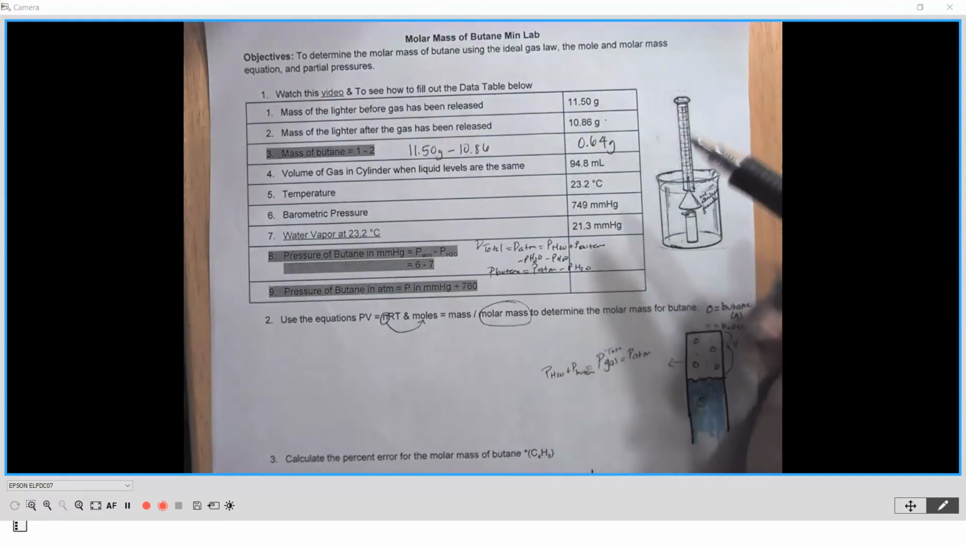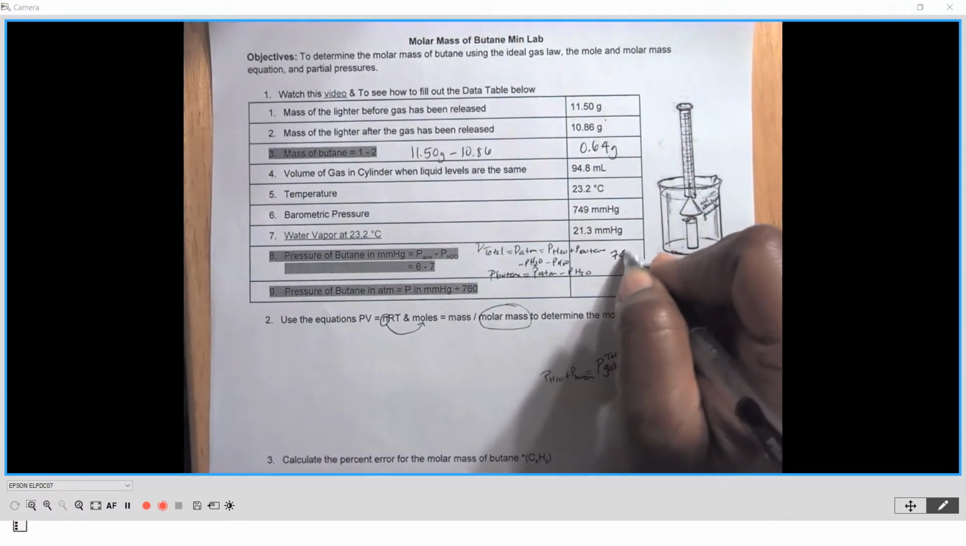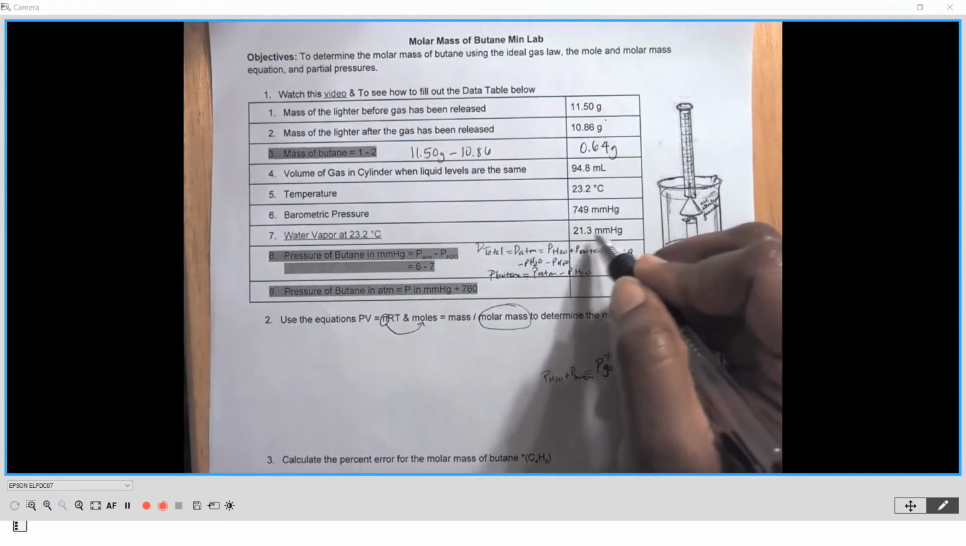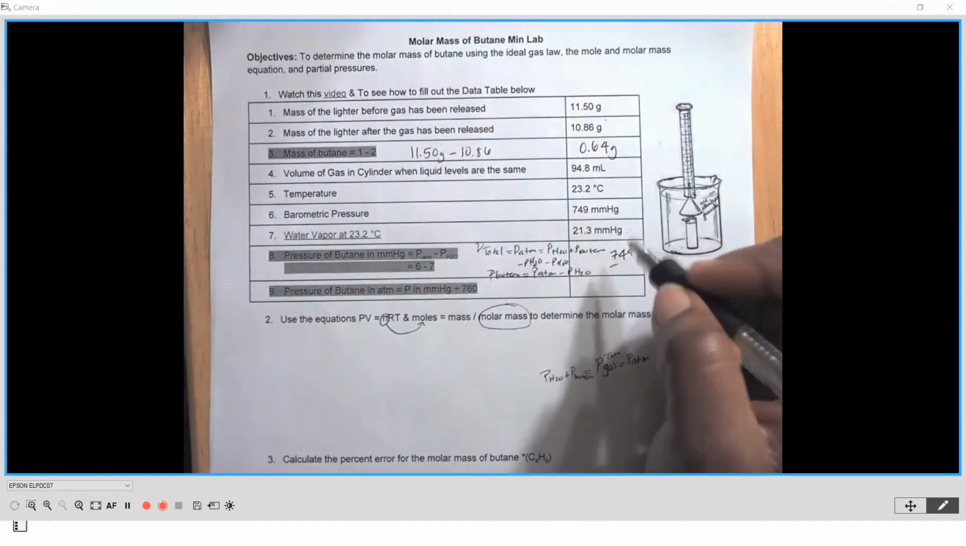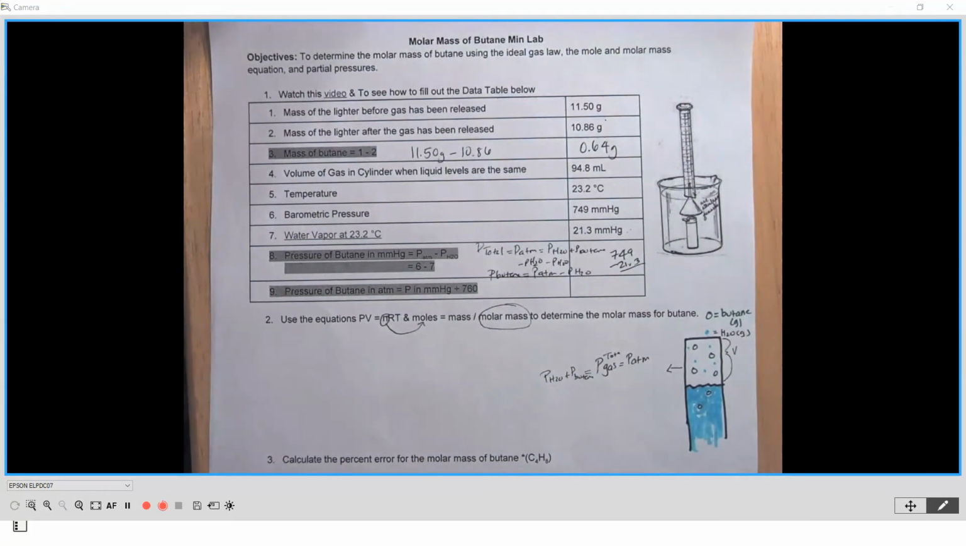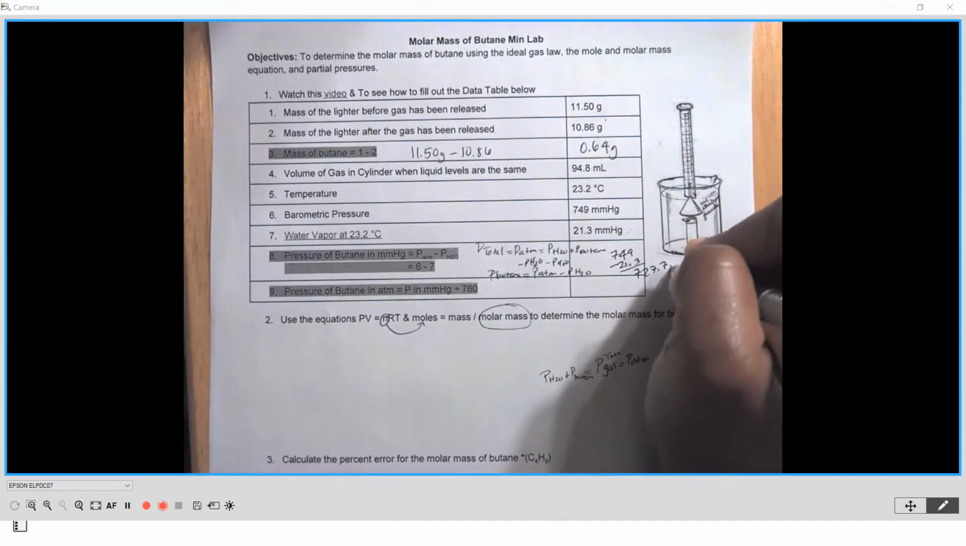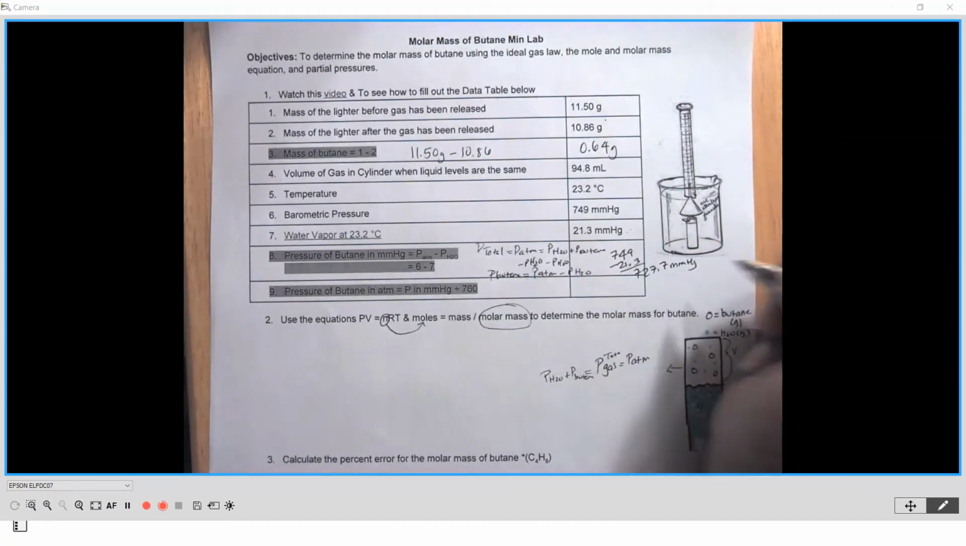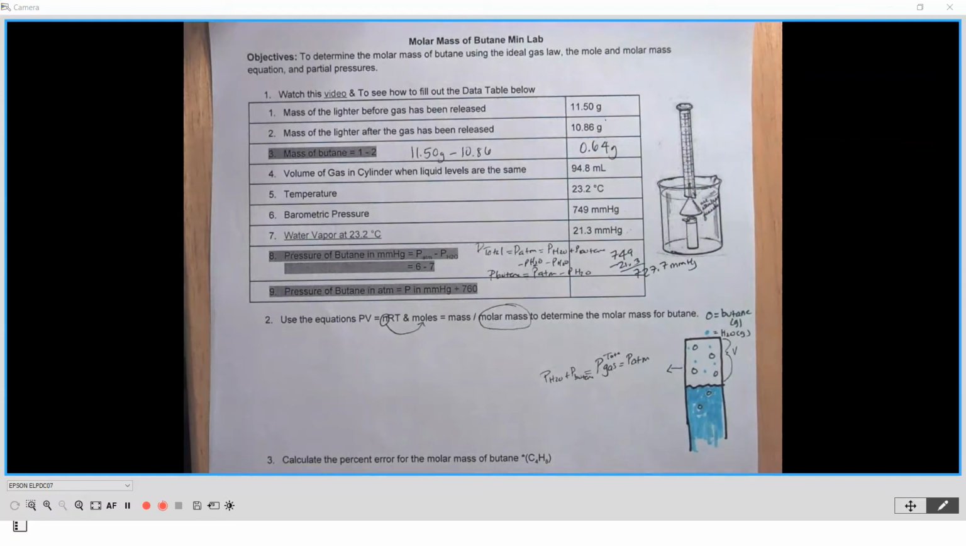So we're going to take the barometric pressure, 749, and subtract from that the pressure of the water vapor at 23.2 degrees. So 749 minus the 21.3 gives us 727.7 millimeters mercury.